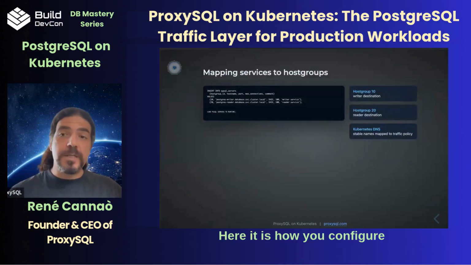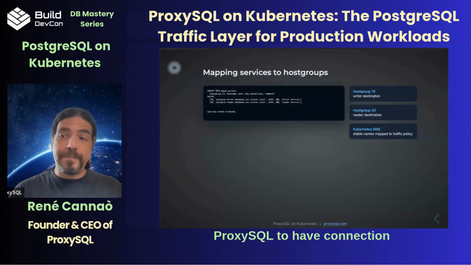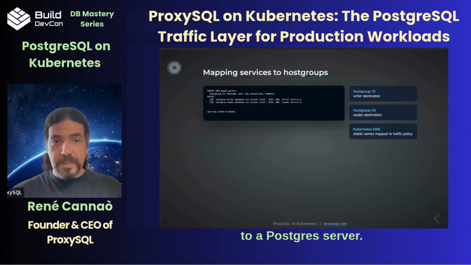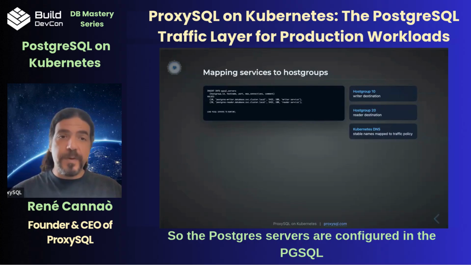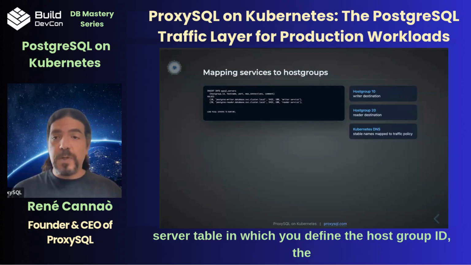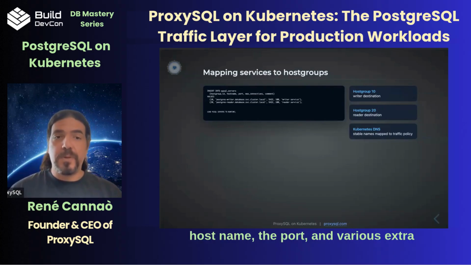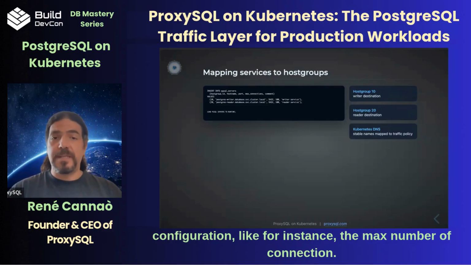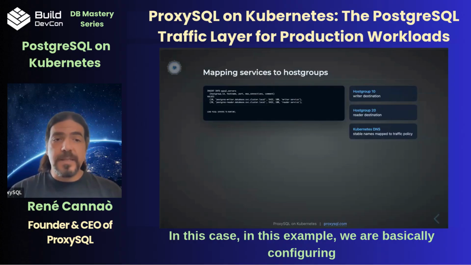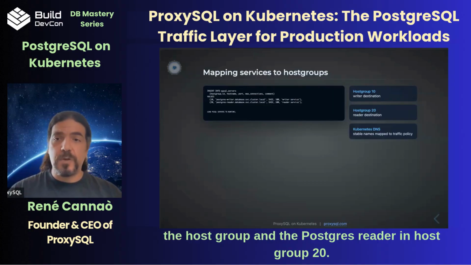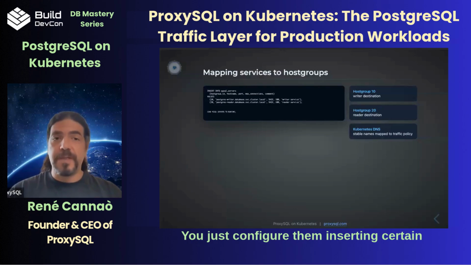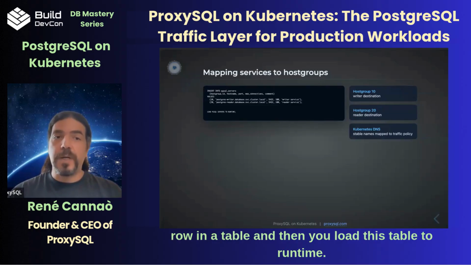Here is how you configure ProxySQL to connect to a Postgres server. The Postgres servers are configured in the PGSQL server table, in which you define the host group ID, the host name, the port, and various extra configuration, like for instance the max number of connections. In this example, we are configuring a Postgres writer in host group 10 and a Postgres reader in host group 20. You just configure them by inserting a row in a table, and then you load this table to runtime.